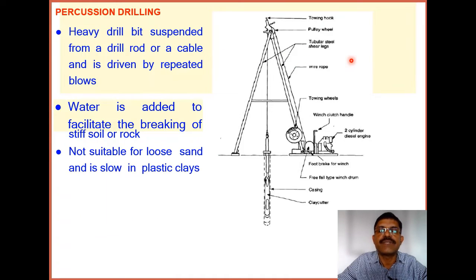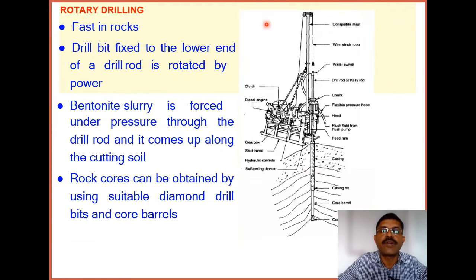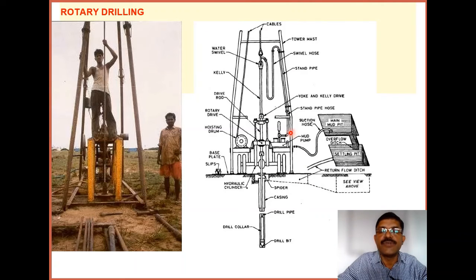Percussion drilling, this is used for hard rock samples. For stiff soil also it is used. Okay. There will be a cutter or cutting machine. So in this the geomaterial will be collected and taken out. And rotary drilling is also used for rock formations. If the ground is a rocky formation, rotary drilling is used. Rock cores are actually used for different tests. This is another type of drilling. This is rotary drilling.